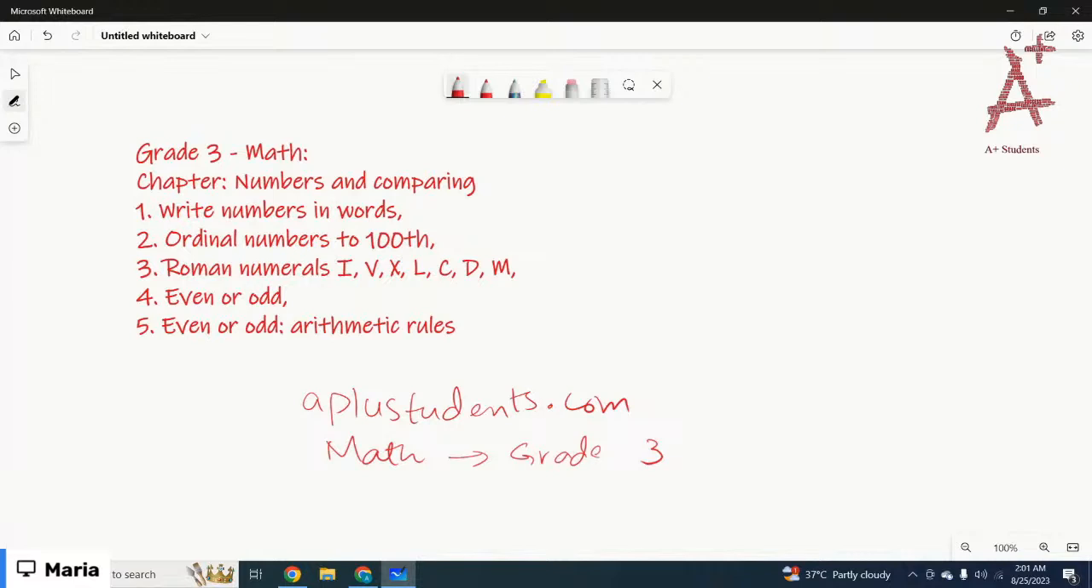We're going to start with the chapter numbers and comparing. The lessons we're going to cover today are write numbers in words, ordinal numbers up to hundreds, Roman numerals, even or odd, and even or odd arithmetic rules.